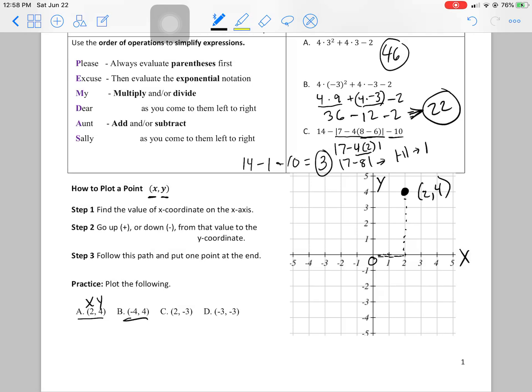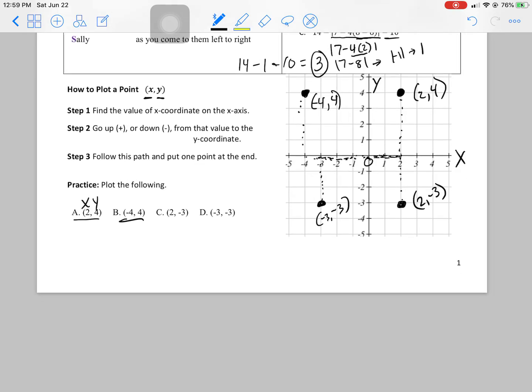So the next one, where is negative 4? Negative 4 is over here. Pause there for a second, and then the y is a positive 4, which means we go up from there to a 4. So that's negative 4, 4. Okay? And then 2, 3. So positive 2, negative 3 is right there. All right? And negative 3, negative 3. Okay, that's how you put the dots on the graph.